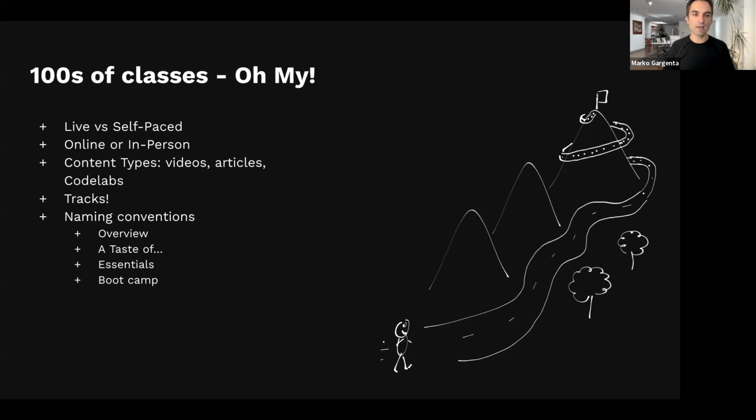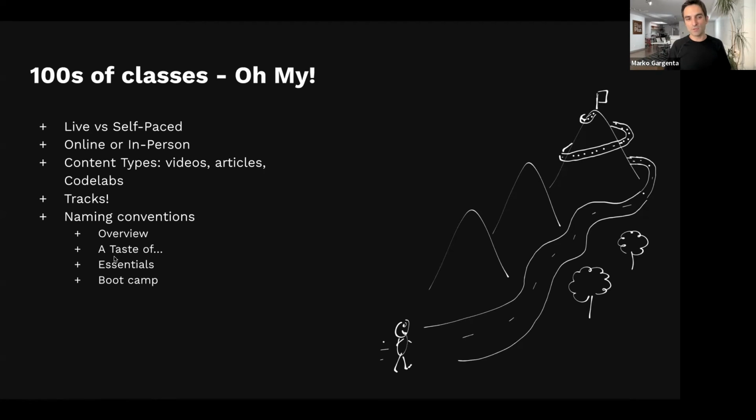We had online classes, in person. We had videos, articles, code labs, self-paced, etc., etc. So how do we organize all this, make sense of it, and all that? So one of the things we did is we came up with naming conventions. So for example, overview sessions, so overview of Android. You knew that was a lean-back, slide-based experience, with a promise to just give you a high-level understanding.